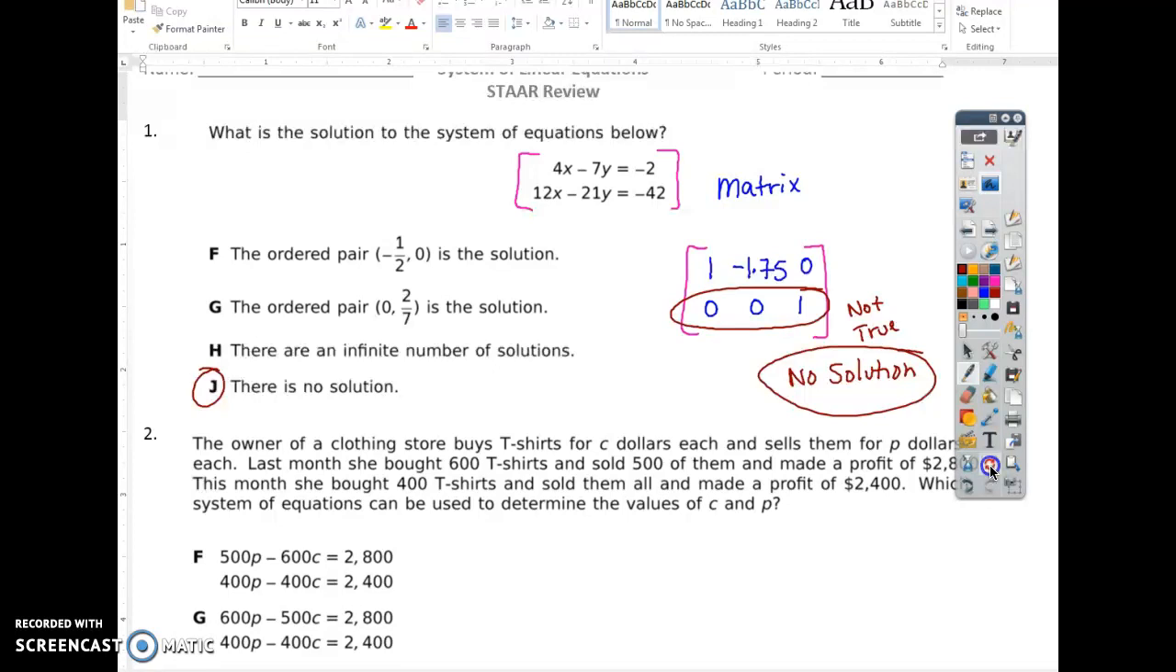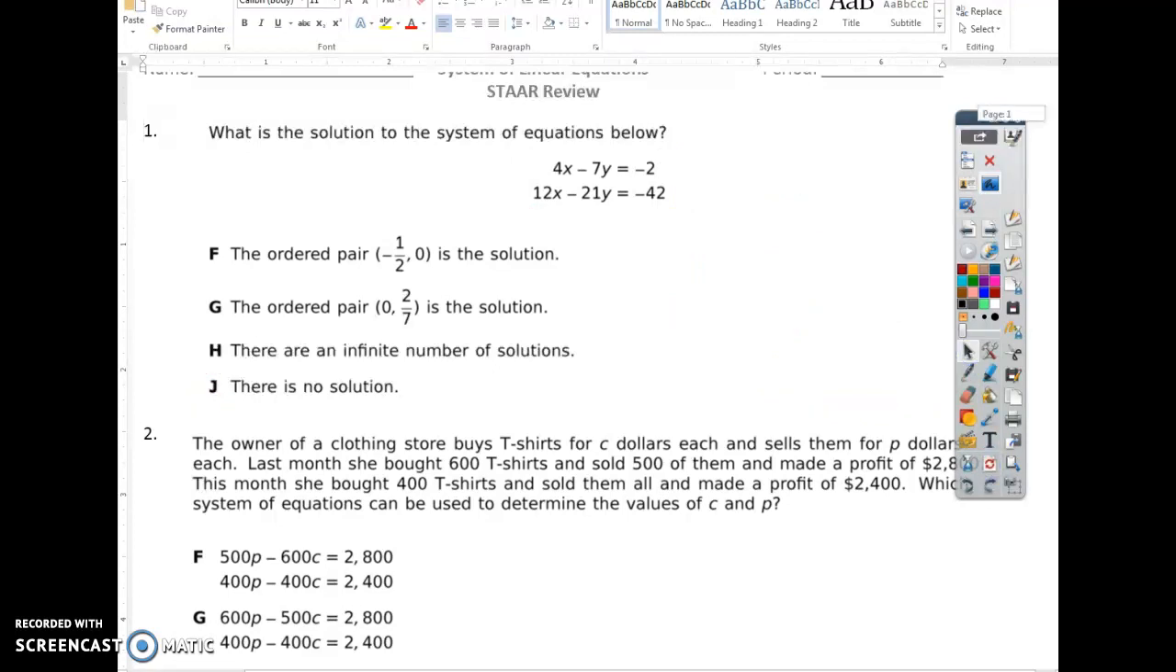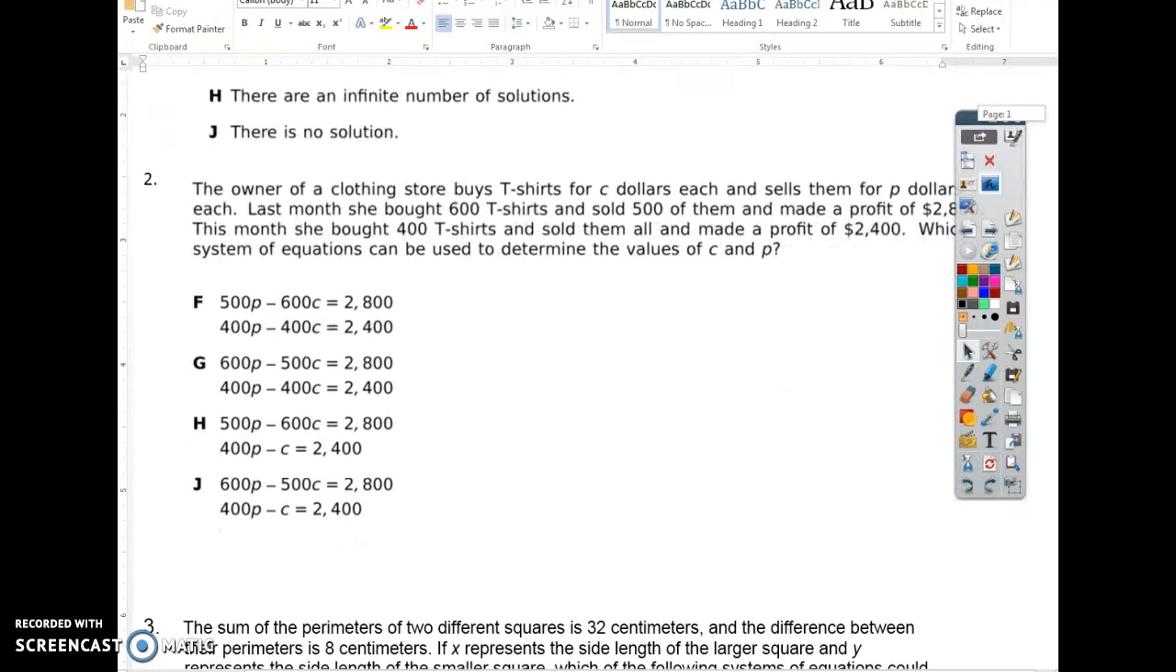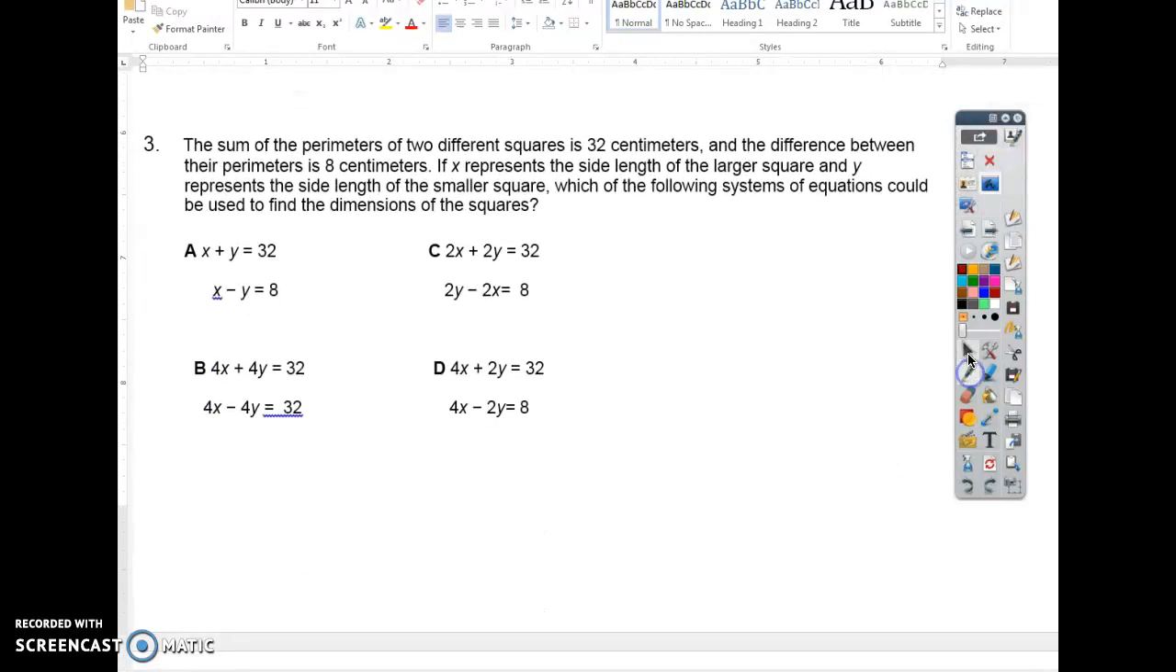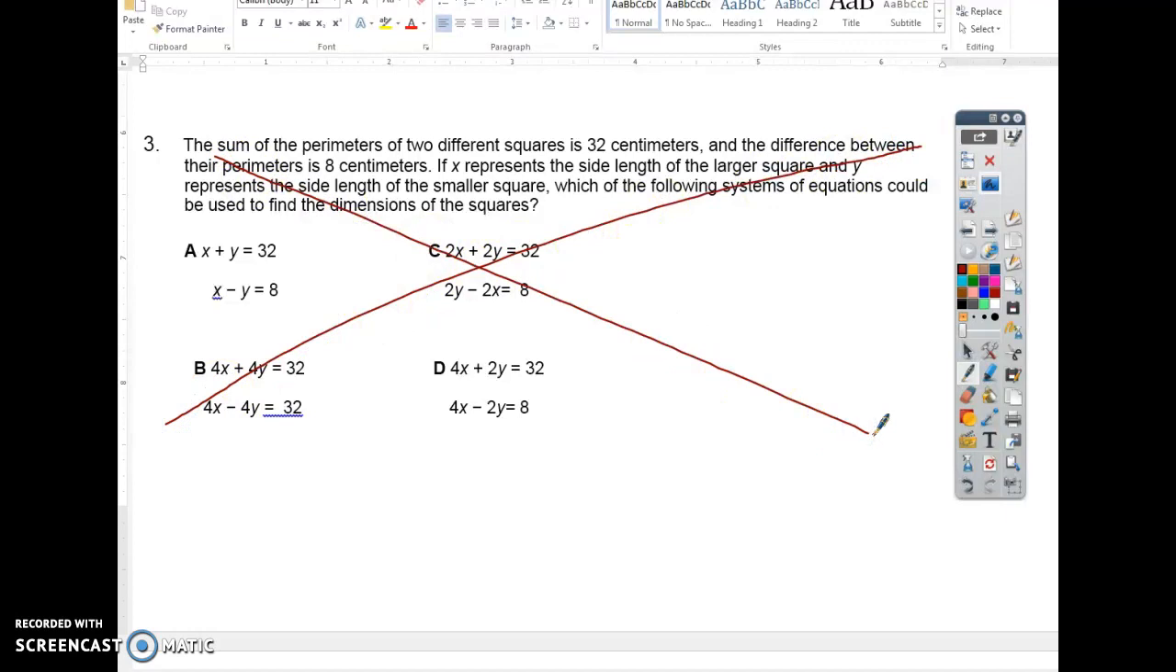Problem number 2, you're just going to match those answers and see which one gives you the correct equations for that scenario. Problem number 3, I need you to cross it out. We're not going to do it because the answers are not written correctly. Okay, one of those answers is written wrong, and that's the correct answer. So I'm not going to do that one with you.